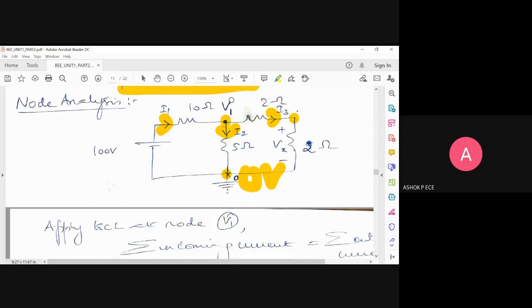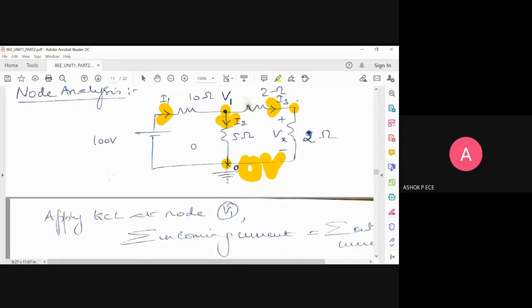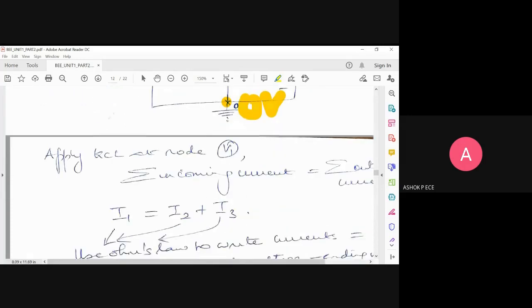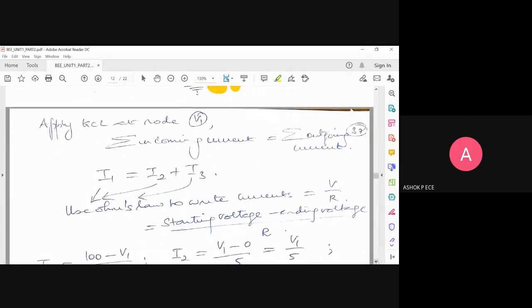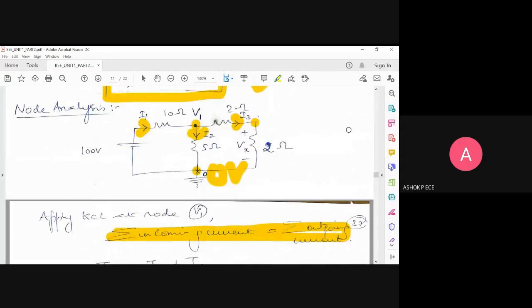So if I am going to apply Kirchhoff current law at this node V1, Kirchhoff current law says sum of incoming current equal to sum of outgoing current. All the current entering the node should be equal to the current leaving the node. So what is the current entering the node from this diagram? I1. Only one current is entering. Yes, sir.